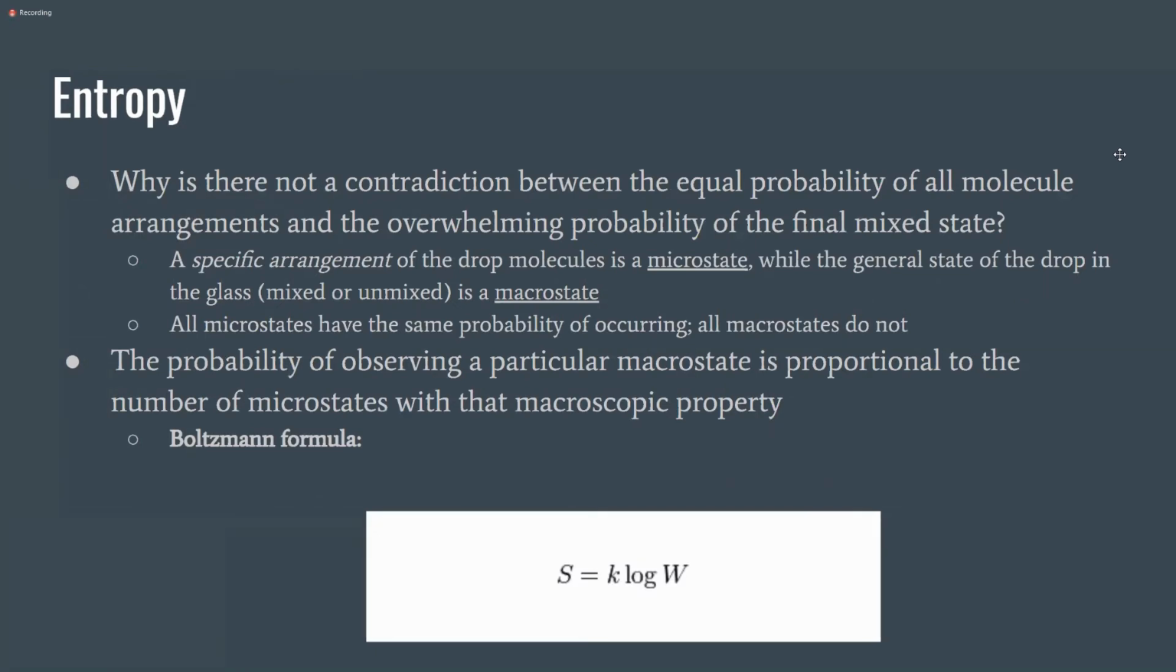And so a little bit more about entropy. I was kind of introducing this in the past slide, but why is there not a contradiction between the equal probability of all molecule arrangements and the overwhelming possibility of the final mixed state? That's distinguishing between the probability of our individual microstates versus our macrostates. A specific arrangement, whether you have all your molecules in one arrangement or another, those are microstates. But then a macrostate is looking at it as a whole, like, is it ordered?